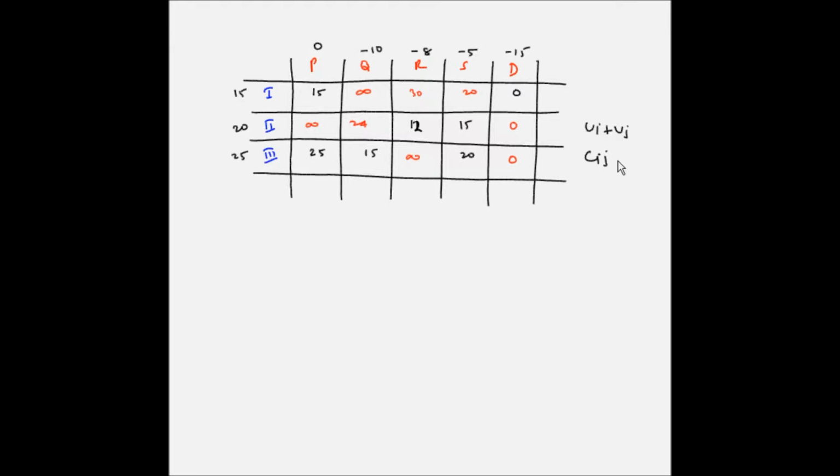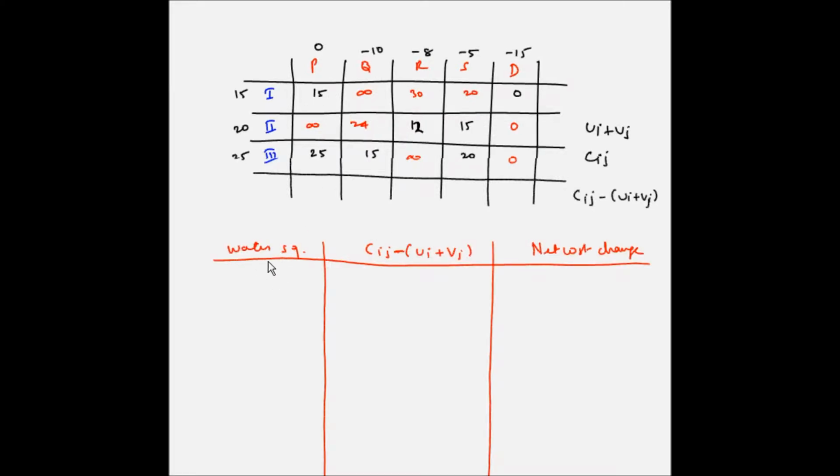Now for the water squares, ui plus vj is known as the implicit cost and cij is known as the actual cost of the cell, and the net cost change is calculated as cij minus (ui plus vj). So let's try to calculate the net cost change value for each of the water squares. So the first water square is 1q. Cij value is infinity, ui is 15 and vj is minus 10. So since this has an infinity number, let's leave that as it is.